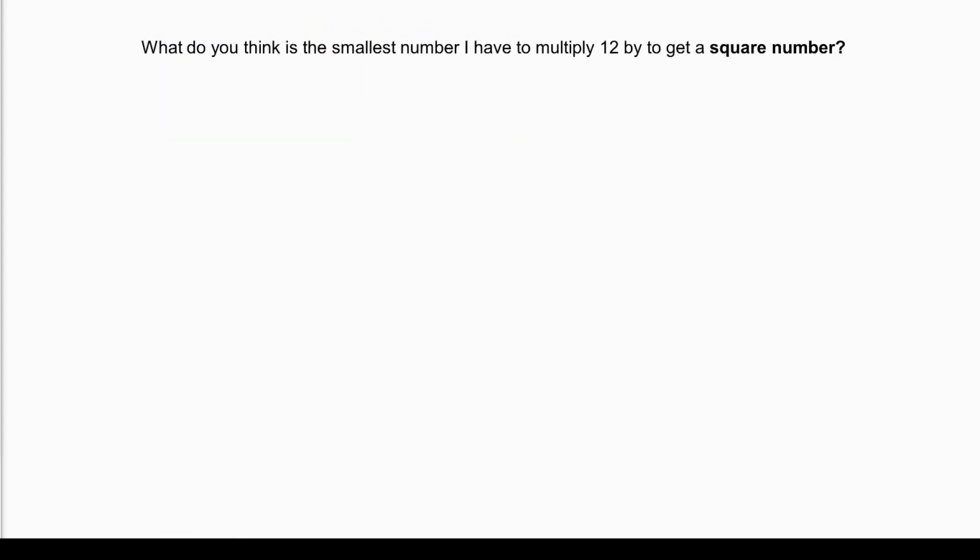What do you think is the smallest number I have to multiply 12 by in order to get a square number? Well, if I write out 12 as a product of prime factors, I can see 12 is equal to 2 times 2 times 3. In index form, this is 2 squared times 3. Just keep that in mind.